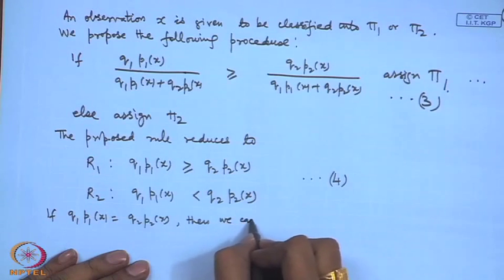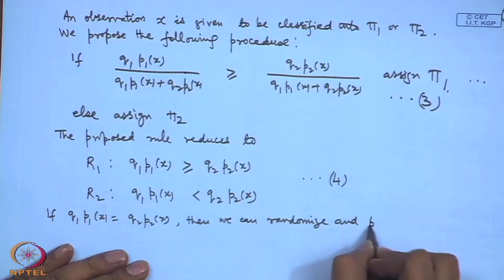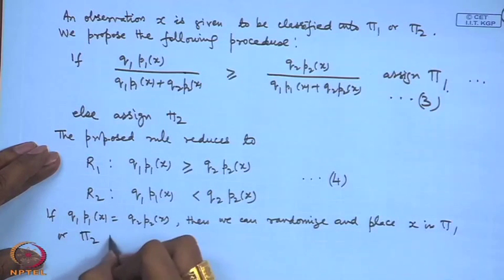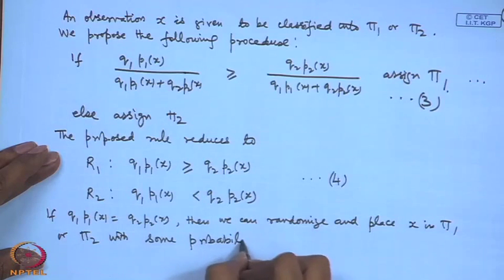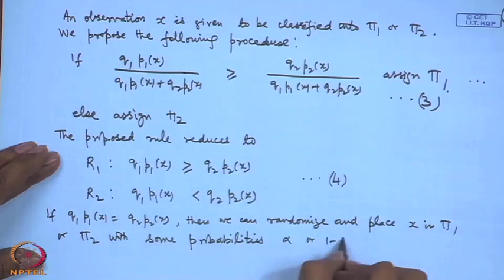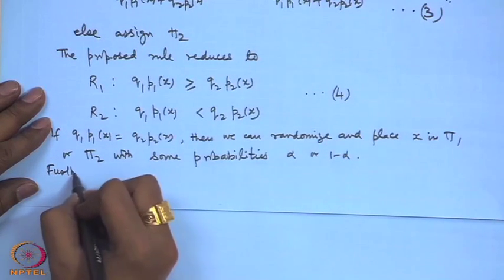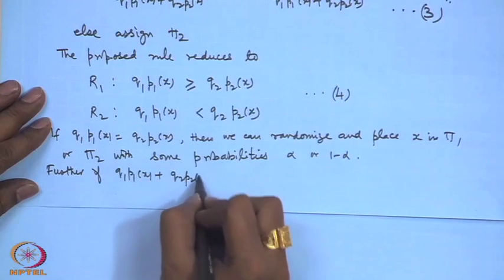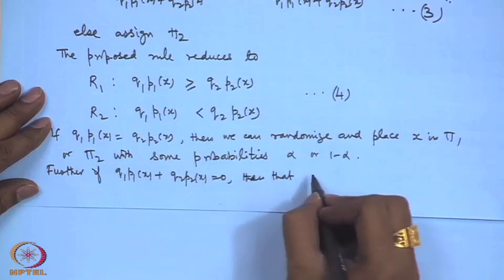then we can randomize and place x in π1 or π2 with some probabilities alpha or 1 minus alpha. And of course, there is another possibility: Q1 P1 x plus Q2 P2 x is equal to 0, then that point can be assigned to any region.